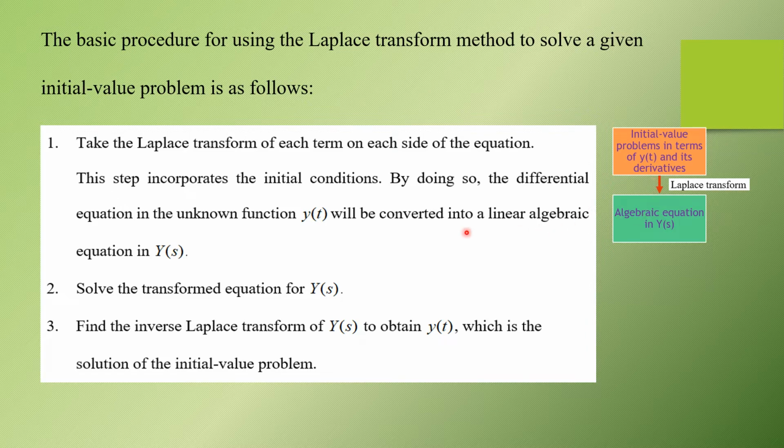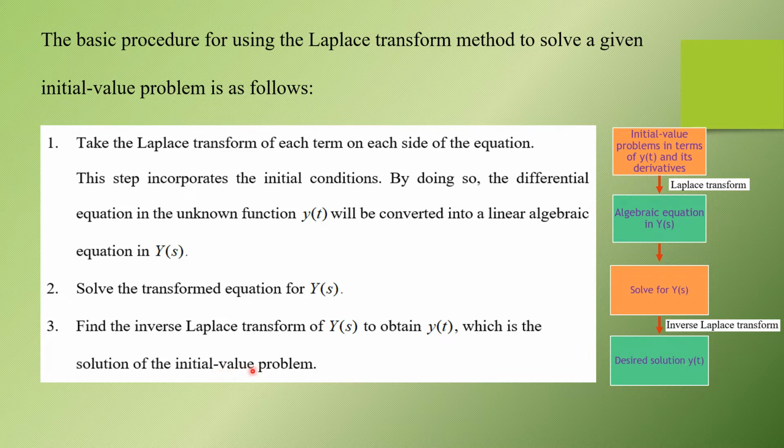Alright, so now we're going to solve the transformed equation for y of s. Solve for y of s, and we need to find the inverse Laplace transform of y of s to obtain y of t. So the next step is to get the inverse Laplace transform of the function in s in order for us to get the desired solution y of t. So y of t will be the solution of the initial value problem. Okay, so these are the steps that we have to apply in order for us to solve an initial value problem using the method of Laplace transform.